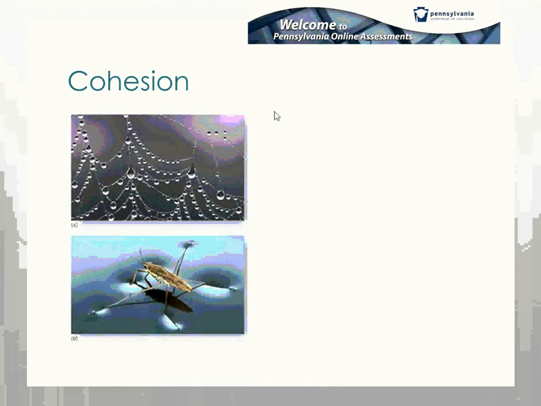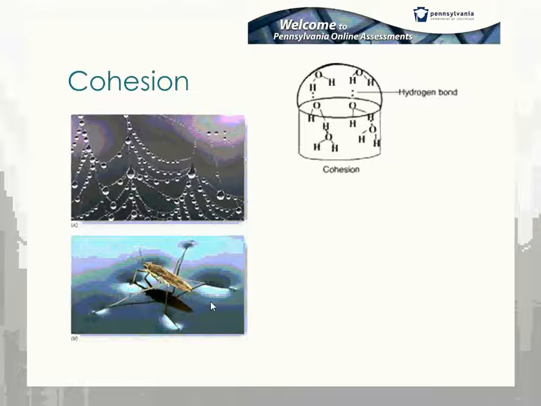Two interesting properties that come out of this hydrogen bonding, at least with water, are cohesion and adhesion. So co is referring to together. So this is when water molecules are hydrogen bonded specifically to other water molecules. And you can see this beading up here. And you can see this kind of idea of the surface tension of the water.